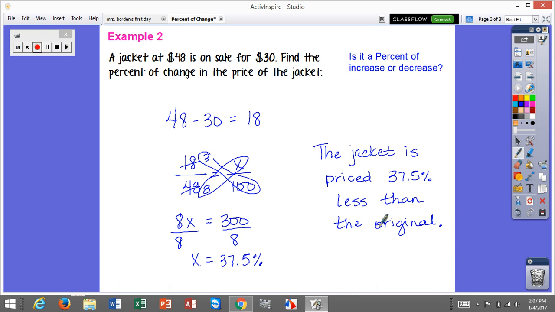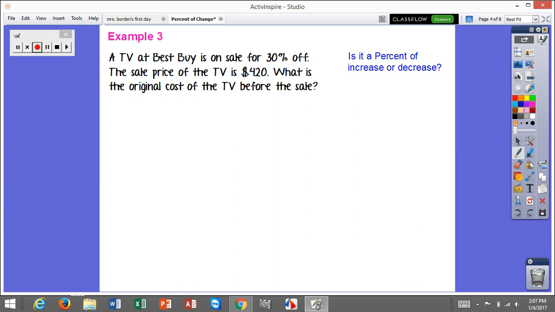Okay? Let's try something a little different in example 3. Okay? So let's say we have a problem that says that a TV at Best Buy is on sale for 30% off. So it tells us how much percentage off we're going to take. It tells us the percent of increase or decrease. The sale price of the TV is $420. Okay? What is the original cost of the TV before the sale?